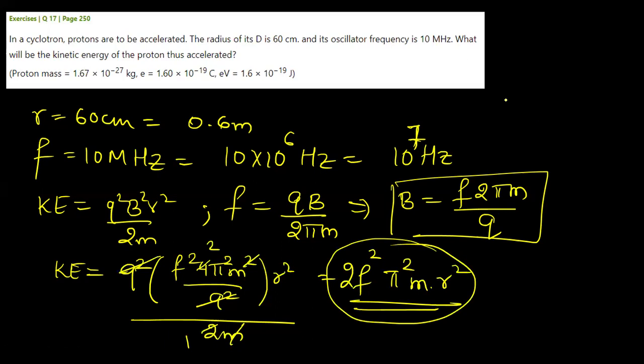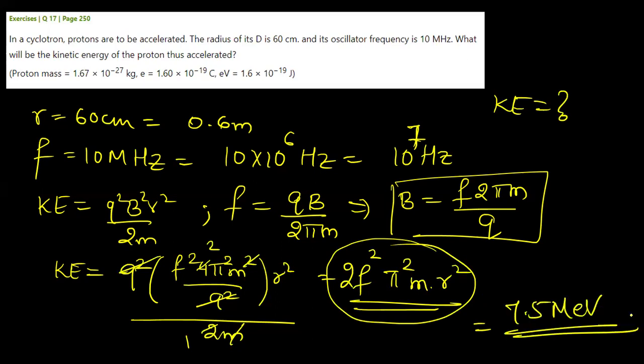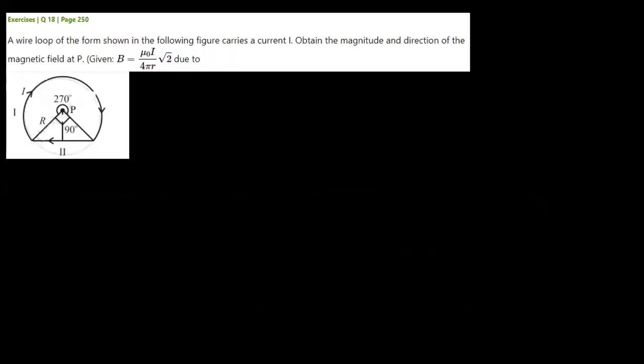Kinetic energy you are supposed to find, and frequency is given to you. There is no formula in which kinetic energy and frequency both appear. So there are two different formulas, and you have to merge those two formulas and get the answer. So just put all the values. When you put all the values, you get 7.5 MeV as your answer, mega electron volt. When you solve, you get the answer in Joule, and you convert it to electron volt.